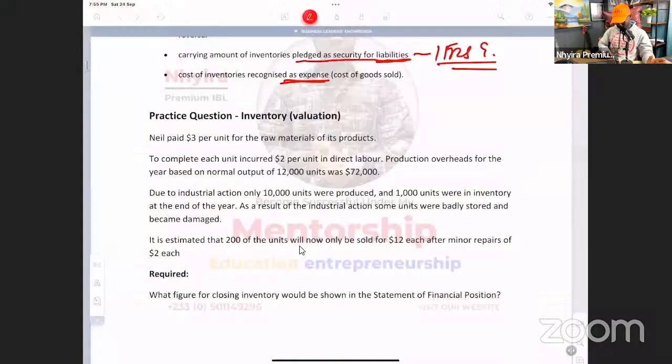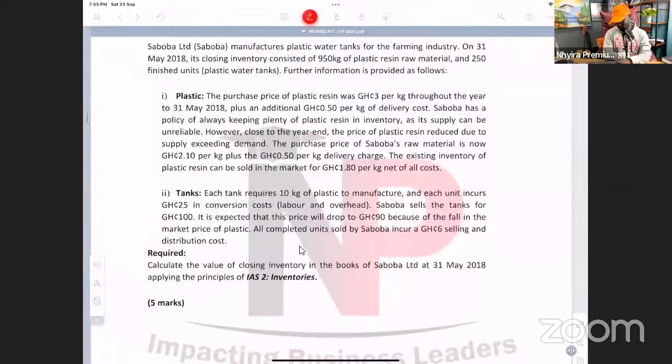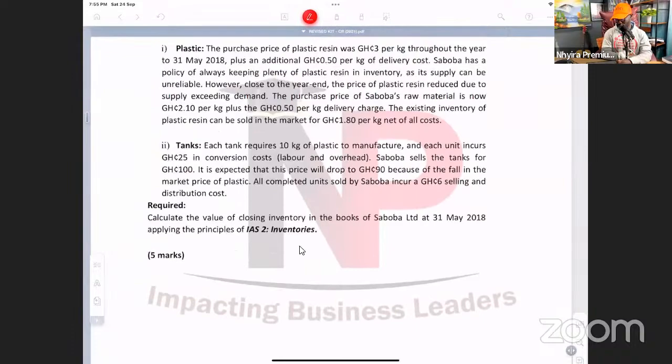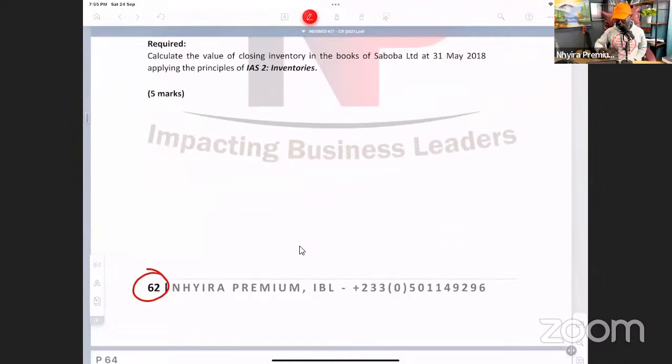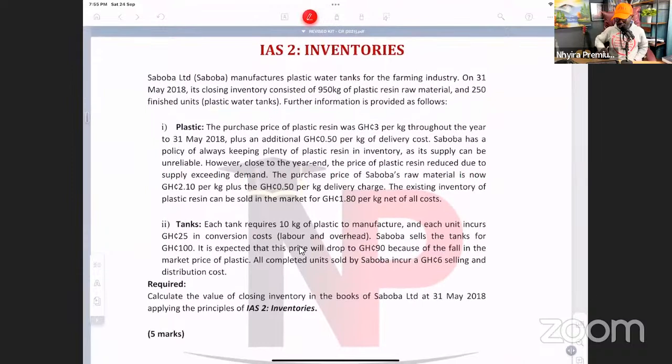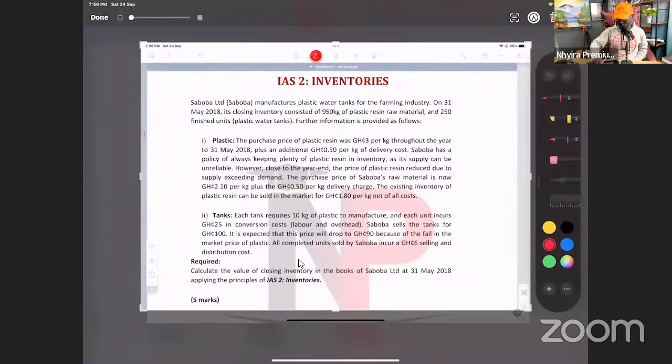Let's go. So you go to your question kit on page 62. Those of you who have enrolled in our full course online or studying under my mentorship, you have your question kit with you, whether FR or CR, page 62. There is a question there, Saboba Limited, and we want to look at that question. If you don't have the question kit, you can take a screenshot, as the question is on the screen already. But those of you with the question kit, go to page 62. Inventory is the very first question.